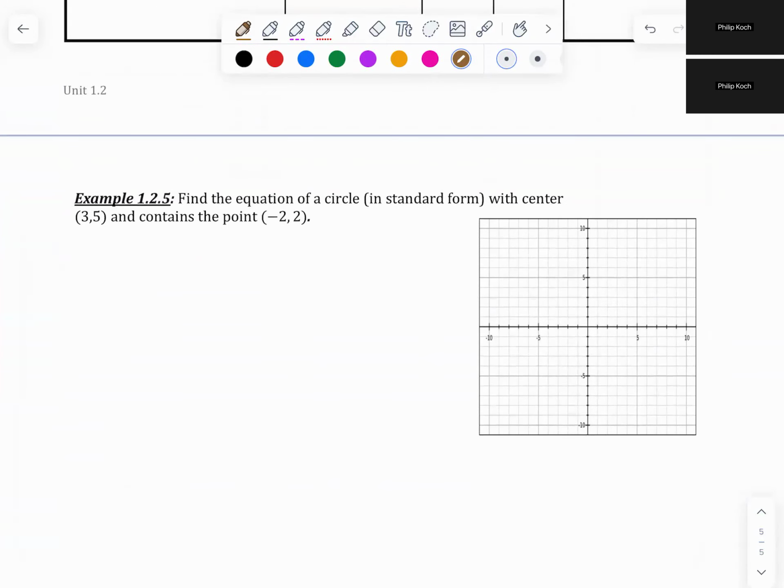So find the equation of a circle in standard form with center 3 comma 5 and contains the point negative 2 comma 2. So, well, I know standard form once again is x minus h quantity squared plus y minus k quantity squared equals r squared. Now they gave me the center. They gave me 3 comma 5. So I know that h is equal to 3 and k is equal to 5. But what's r?